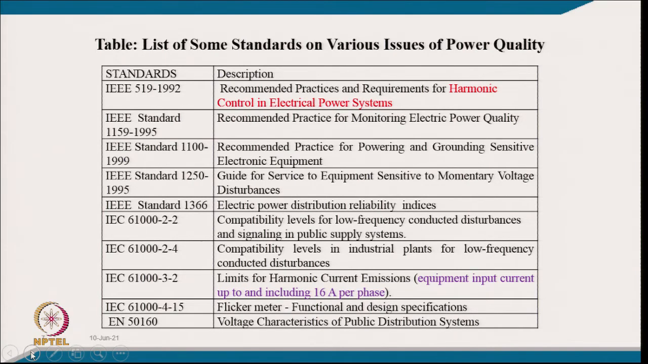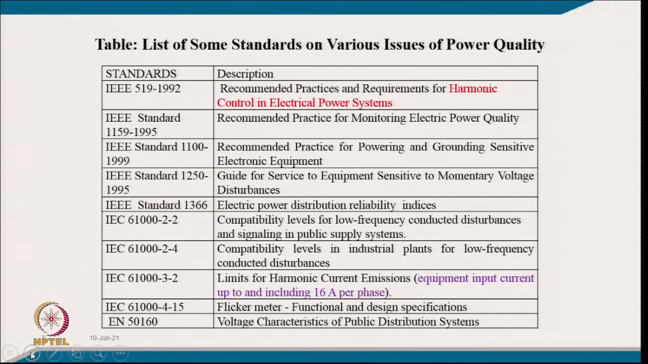Another standard is IEEE standard 1250, developed in 1995, a guide for service to equipment sensitive to momentary voltage disturbances, and IEEE standard 1366, electric power distribution reliability. These are indices, and they are very important standards among the probably 50-60 standards in IEEE, because IEEE has even developed specific standards for specific applications, but these are general in nature.